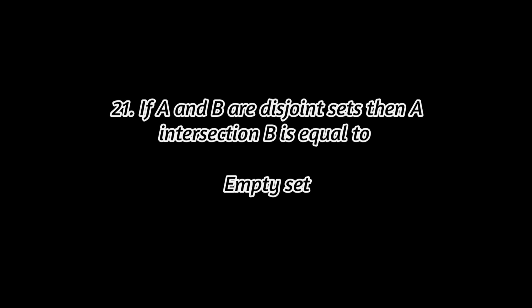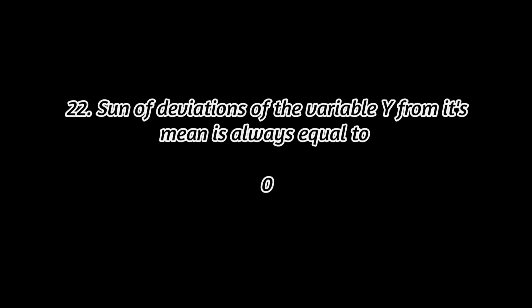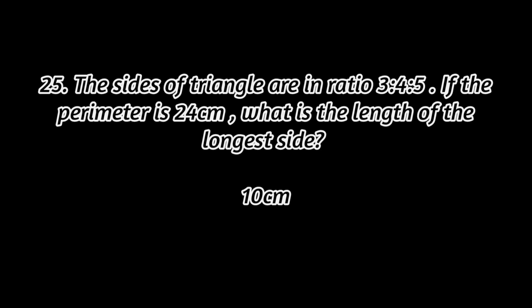If A and B are disjoint sets, then A intersection B is equal to the empty set. The sum of deviations of the variable y from its mean is always equal to 0. The average of the first 5 prime numbers is 5.6. Simplify 2 raised to power 3 multiplied by 3 raised to power 2. 72. The sides of a triangle are in ratio 3:4:5.